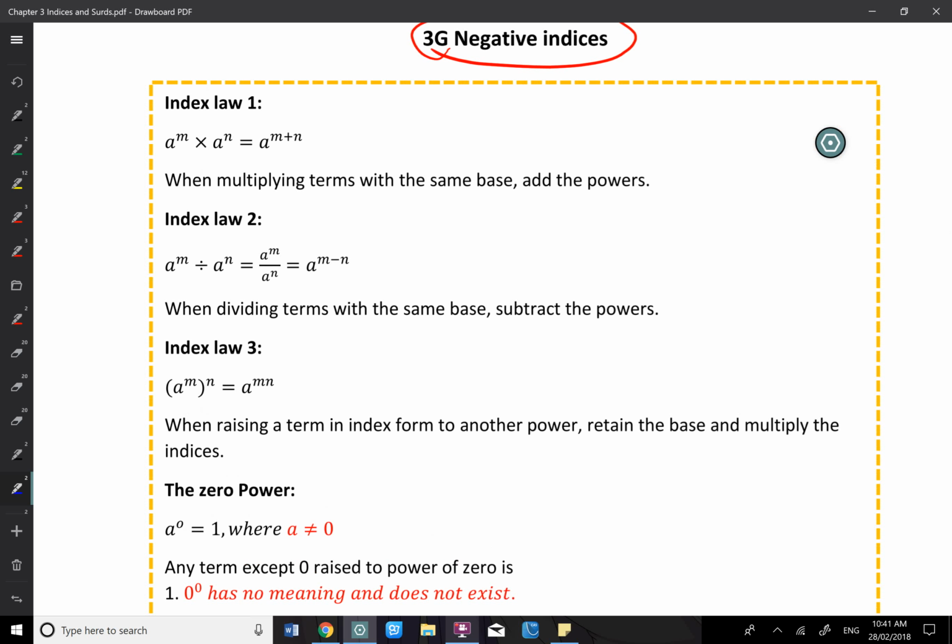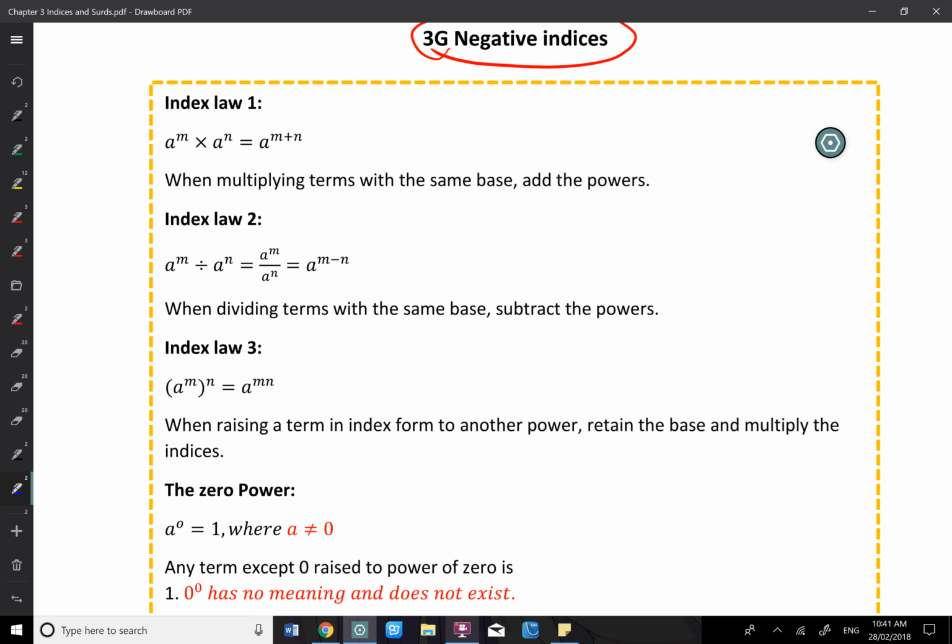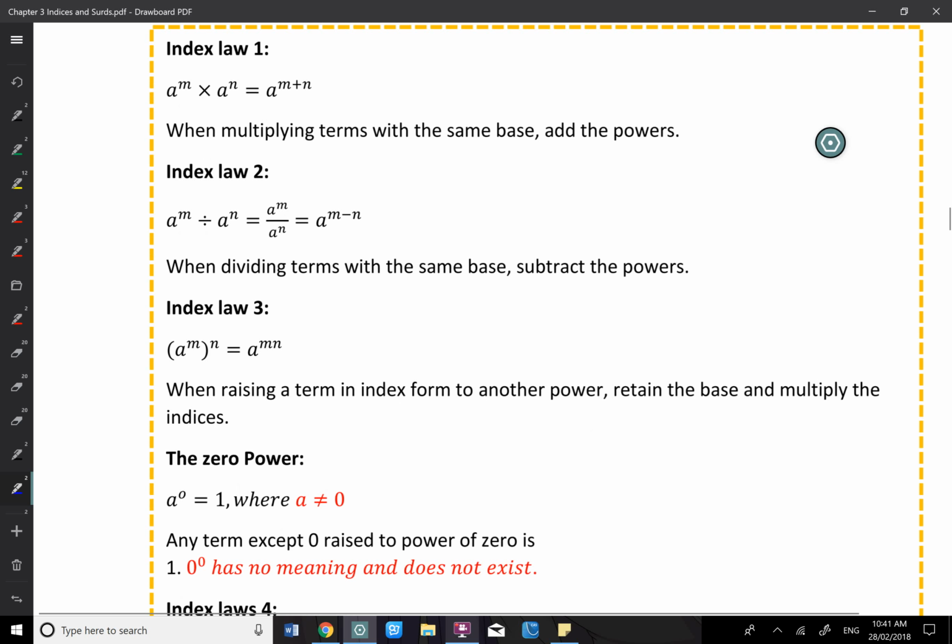The first law is when you have two numbers with the same base but different power, you add the power together. When you times two numbers with the same base but different power, you add the power. The second one is when they have the same base and you divide them, you subtract the power.